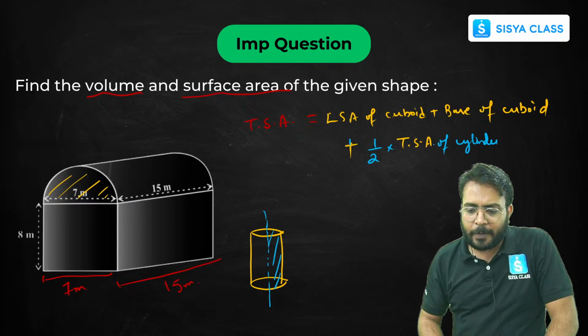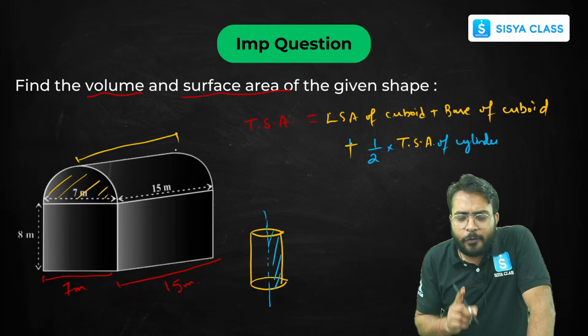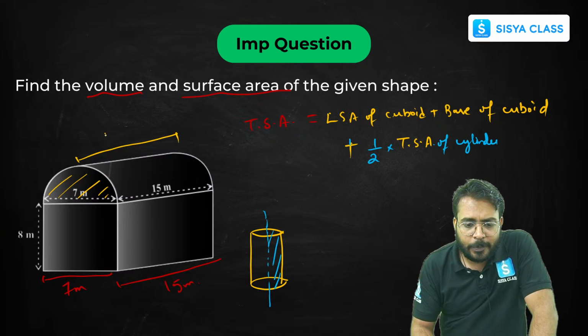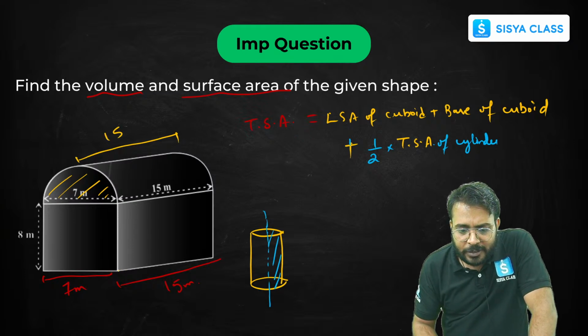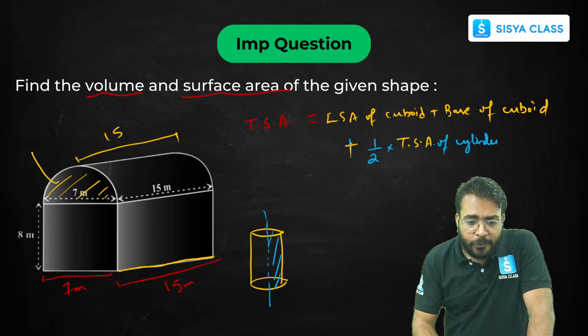Here the length, the height of your cylinder, has to be taken as 15. Why? Because it is of the same length as this length of the cuboid. Understood my point? That is the first thing. What is going to be the radius of your cylinder?